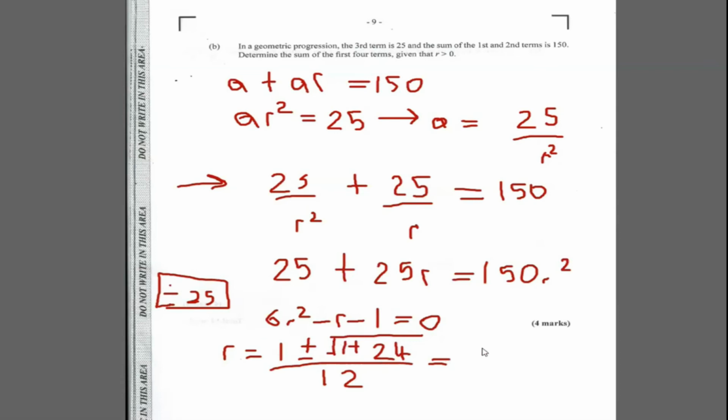And so R is working out to be 1 plus the square root of 25, which is 5. 1 plus 5 is 6. And so R is working out to be 6 over 12. 6 over 12 is a half. All right, so I get R is a half.